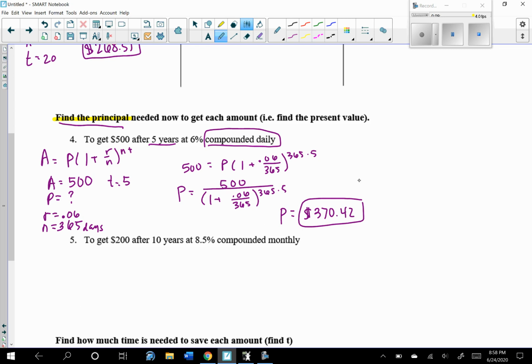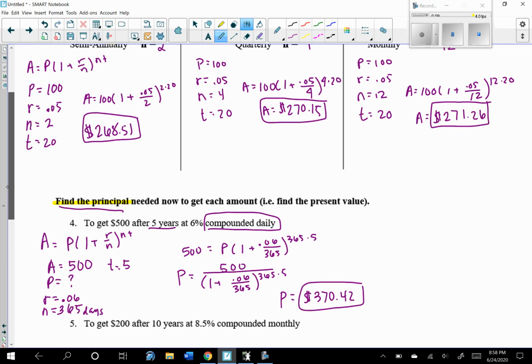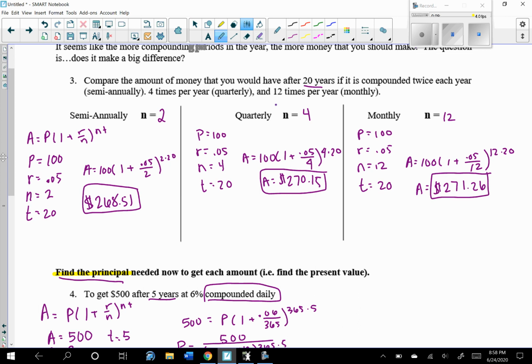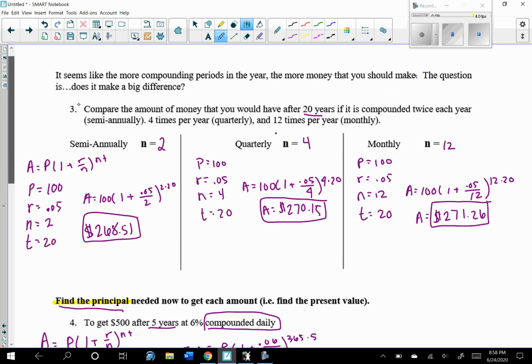Here we go. And I actually want to go back up here for a second because I didn't answer this question. It says it seems like the more compounding periods, the more money that you should make. The question is, does it make a big difference? So notice that we did make more money each time we compounded it. But as you are compounding it more and more, you're going to make more money, but the difference isn't quite as big as going from like 2 to 12, which was a little bit bigger.